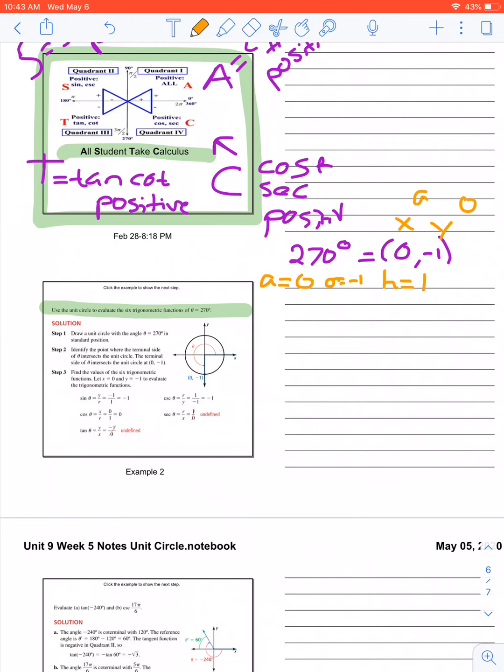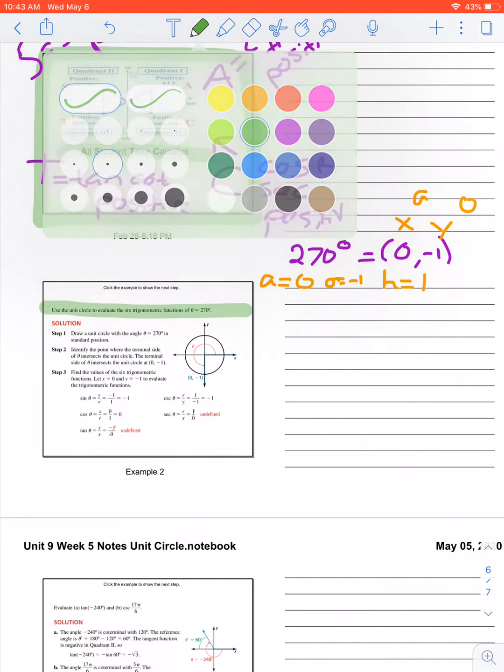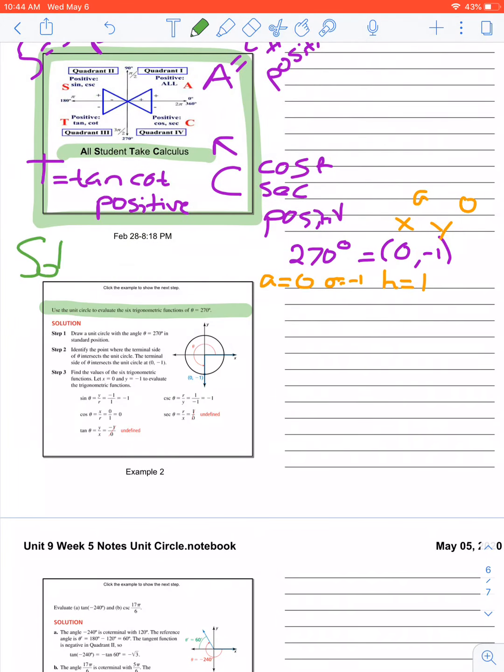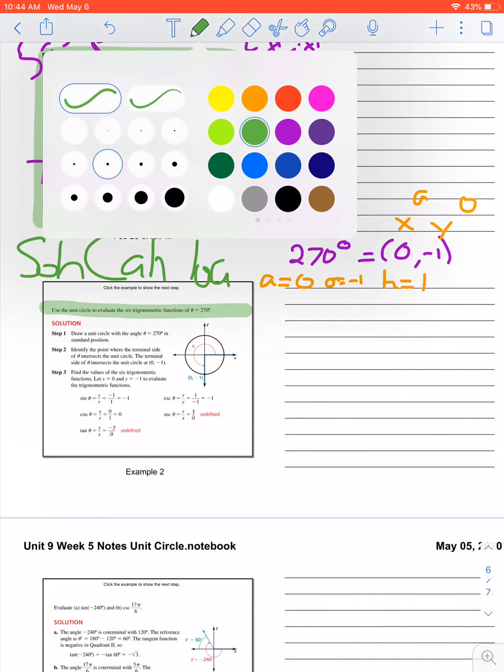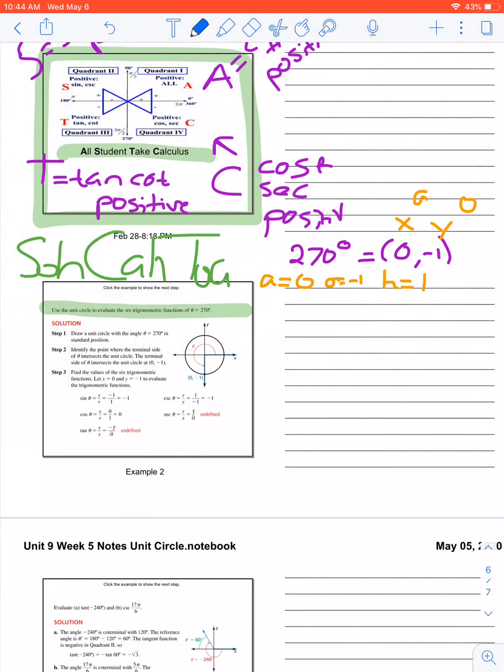So let's get going. Let's do our Sohcahtoa, and let's start solving this. Again, you can memorize the other ones, but I like to stay consistent through everything. I think it makes my answers a little bit easier. So the sine of my given angle, which is 270, is going to be, sine is opposite, which is -1 over 1, which is -1.